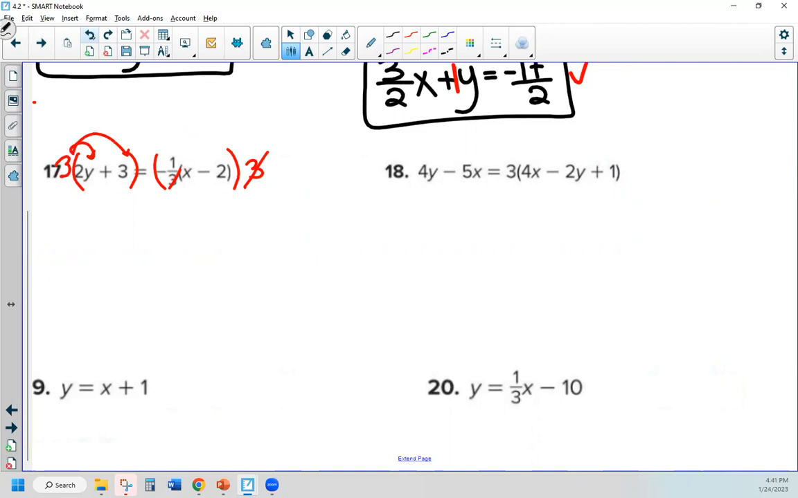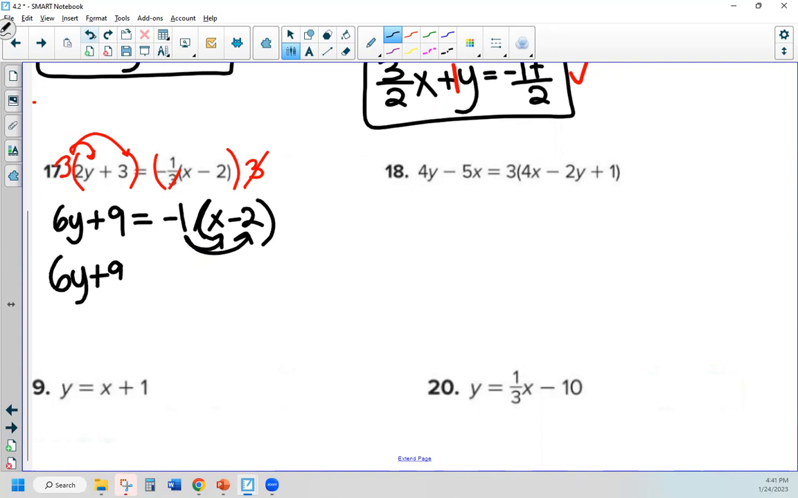All right, so I will get 3 times 2 is 6y. 3 times 3 is 9. Over here, we get that negative 1, oh sorry, negative 1 parentheses x minus 2 close parentheses. As you can see, all I did was cross out the 3 and wrote everything else that was standing. Can you see that we can distribute this negative here, make these terms opposite signs? So 6y plus 9 equals negative x plus 2.